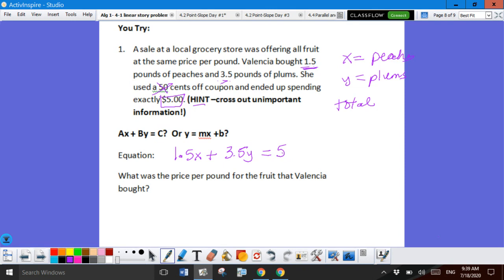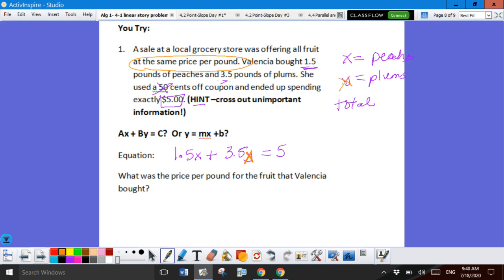Now, what was the price per pound for the fruit that Valencia bought? Well, this is kind of tricky because technically I have two variables. But wait a minute. Do I really have two variables? Because it says it's the same price per pound. So this 3.5 could really be an x, because it's exactly the same price. We have peaches and we have plums, but they are the same price.